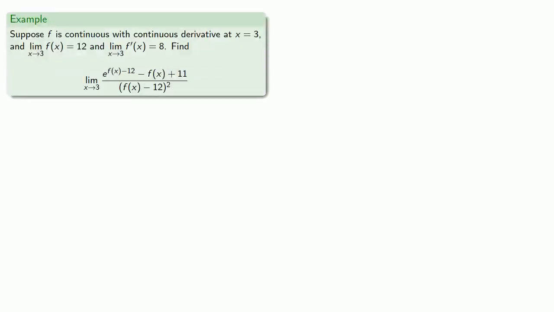So suppose f is continuous with continuous derivative at x equals 3, and our limit as x approaches 3 of f of x is 12, and our limit as x approaches 3 of f prime of x is 8. Let's find the limit of this composition. So we should always check those indeterminate forms.